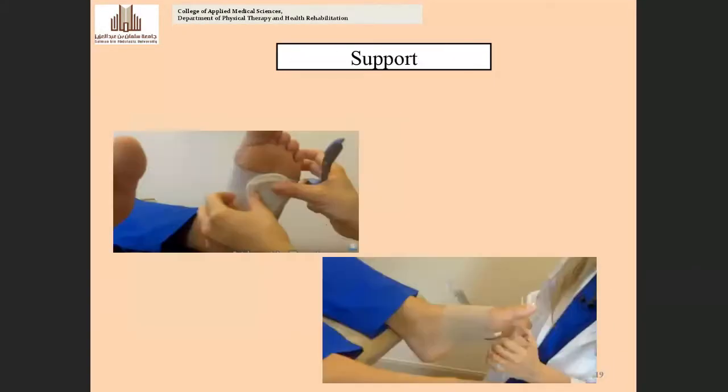So let's see some of the important taping applications. These are the supports, how you can support the structures with the help of straps or with the help of adhesive tapes.